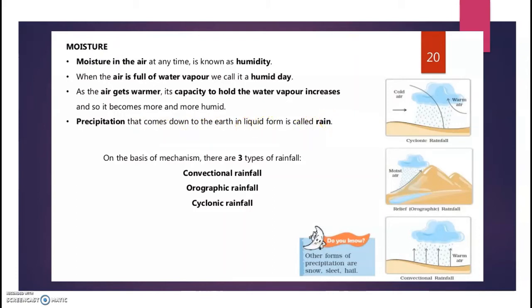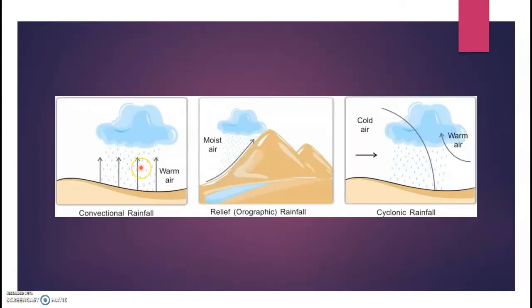Most of the groundwater comes from rainwater. Plants help preserve water. When trees on hillsides are cut, rainwater flows down the bare mountains and can cause flooding of low-lying areas. On the basis of mechanism, there are three types of rainfall: the convectional rainfall, orographic rainfall, and cyclonic rainfall. So the first one is convectional rainfall.